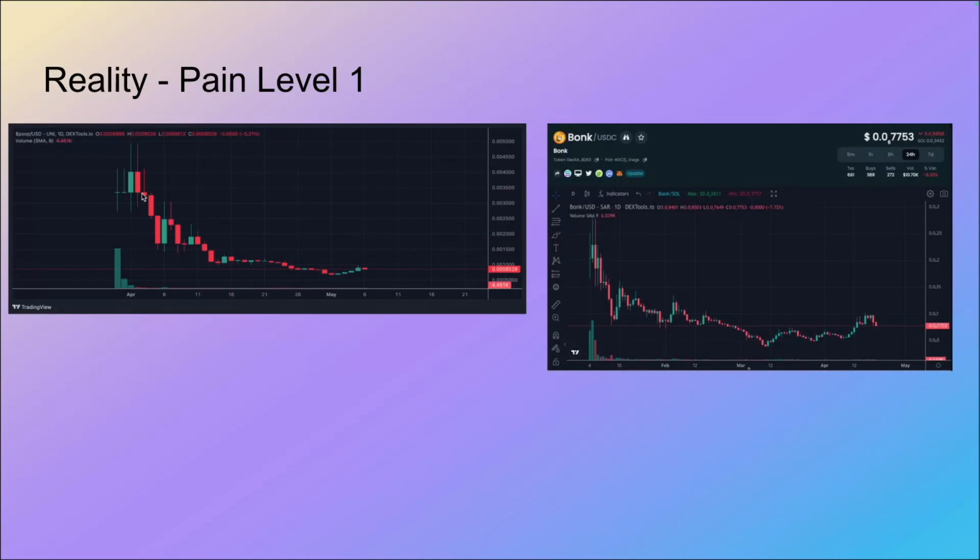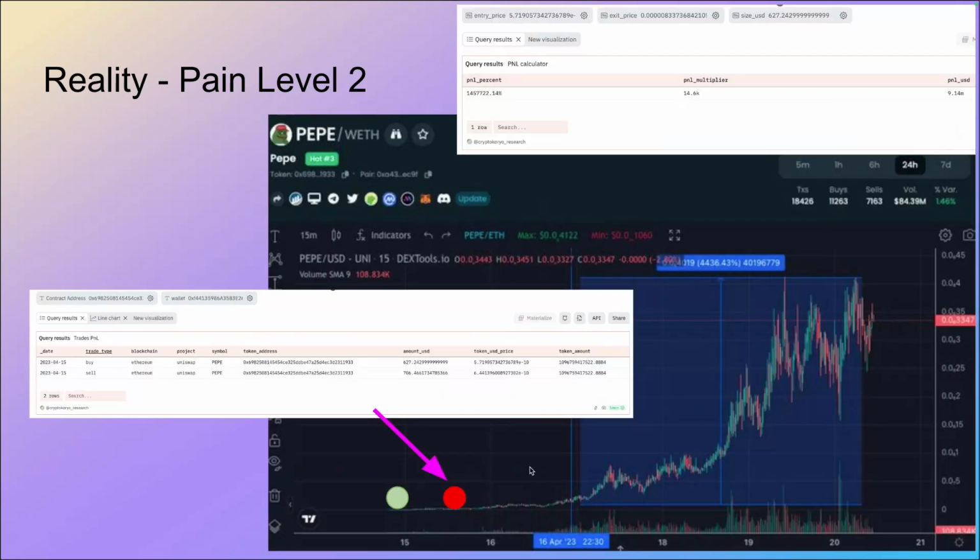Many times, many examples of such things. This is pain level one. Or you buy something very promising in hindsight, but you buy something. This is a real example from someone who bought here in the green circle. The first day, Pepe was actually out there, tradable, and they sold the exact same day and actually made some profits. Yes, made $60 in profits.